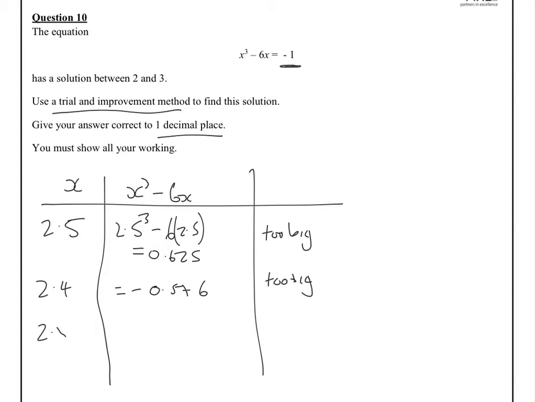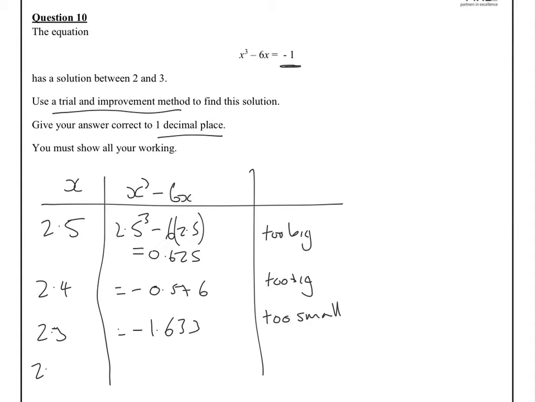So now let's try 2.3, and this time we get minus 1.633, which is too small this time. So that's what we want. We want two numbers next to each other where one's too big, one's too small. So we know that the actual answer is somewhere in between those two. Now you might think, oh, this one's only about 0.4 away from minus 1, this is 0.6, so it's probably closer to 2.4. But for us to get full marks, we have to prove it.